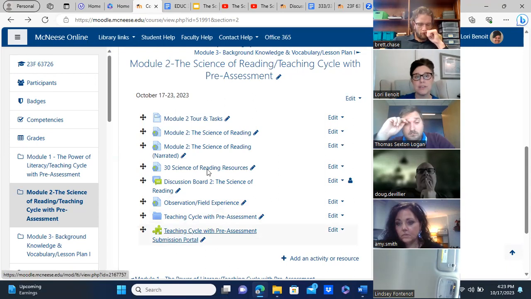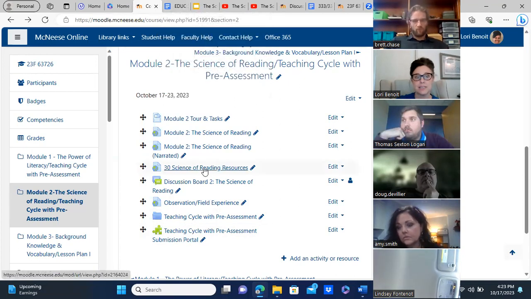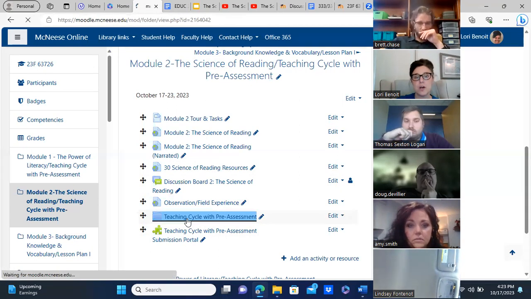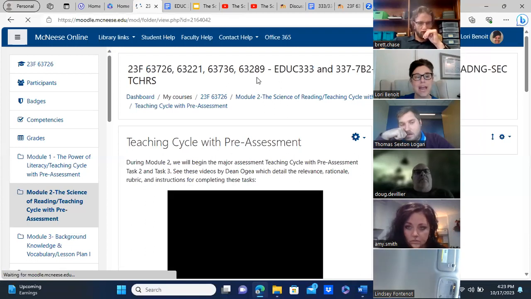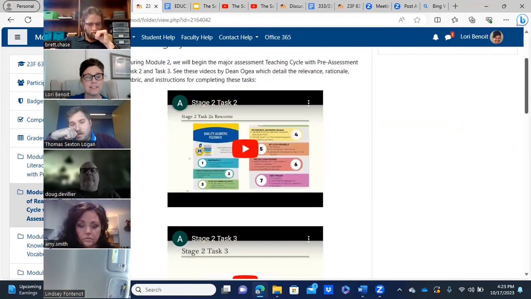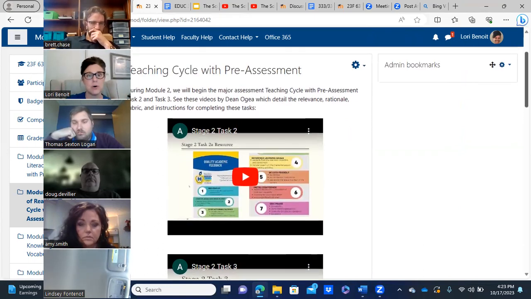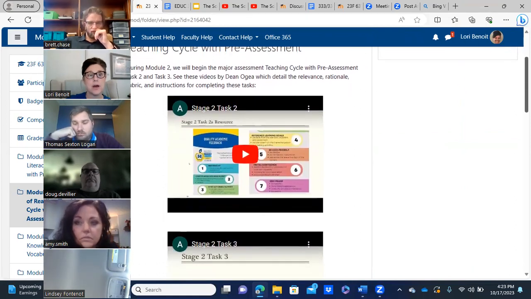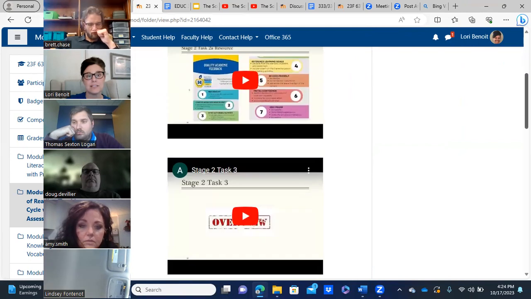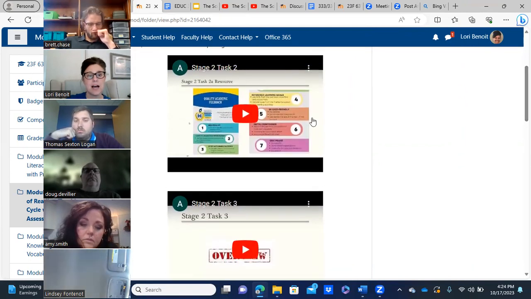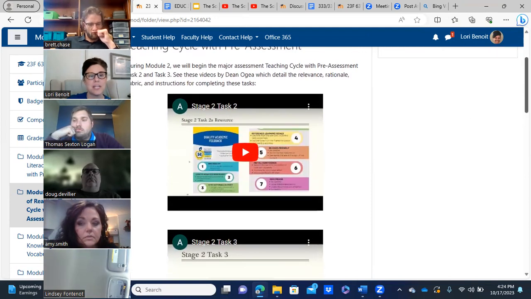I'm going to stop and show you the teaching cycle with pre-assessment, which is right here. And this week, you're going to be focusing on tasks 2 and 3, which are the final tasks. There are 2 videos here. They are much too long for us to go into detail. But essentially what you want to be noting about the task 2 and about task 3 is, sorry, I'm freezing again. I'm so sorry, y'all. I'm not really sure what's going on. Task 2 is about the relevance and the rationale.